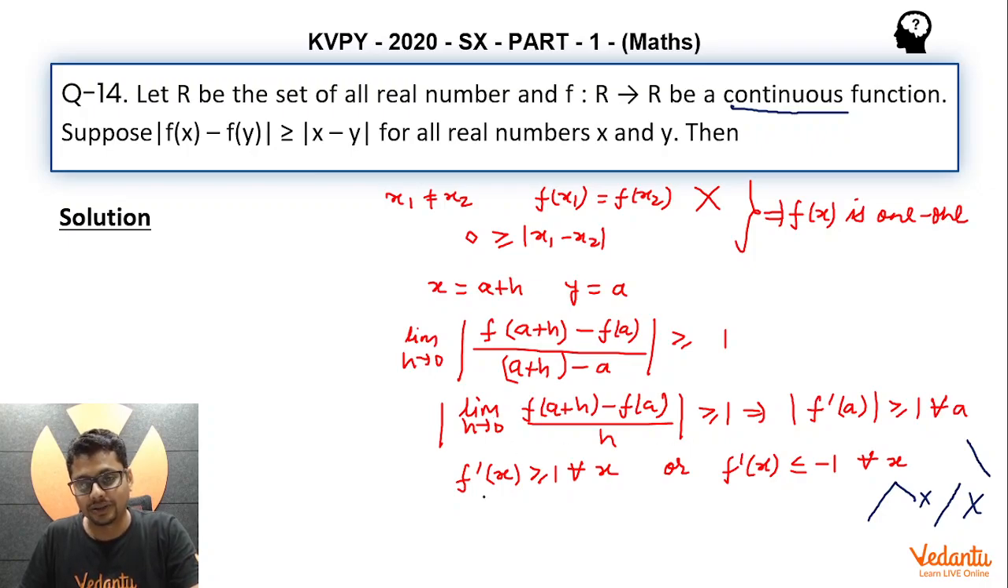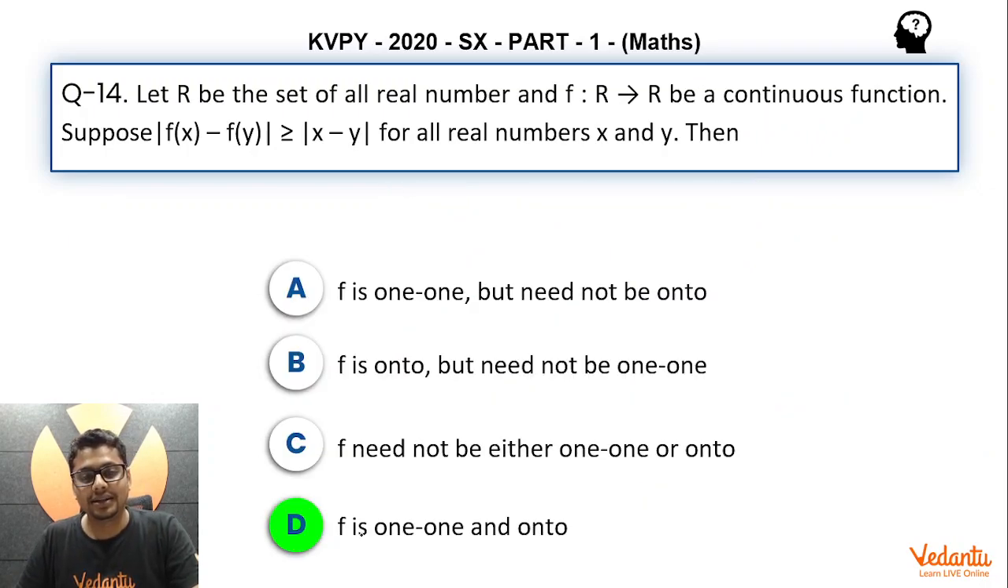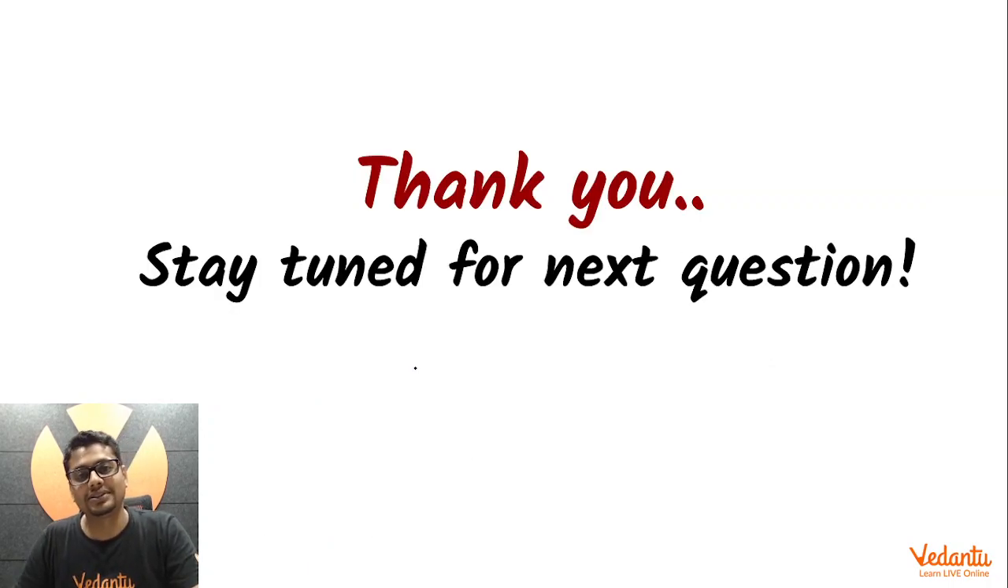Now very simply, I have written this straightforward, and I have justified it. Why am I saying that f prime x is greater than or equal to 1 for every x, or f prime x is less than or equal to minus 1 for every x? Because no other possibility is feasible here. So whether the derivative is greater than or equal to 1 for every x or less than or equal to minus 1 for every x, the function is either strictly increasing or strictly decreasing, in which case it will surely be onto. So that means D is the correct answer. f is necessarily 1-1 and also necessarily onto. Thanks for listening. Stay tuned for the next question.